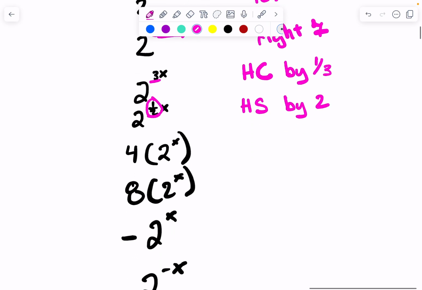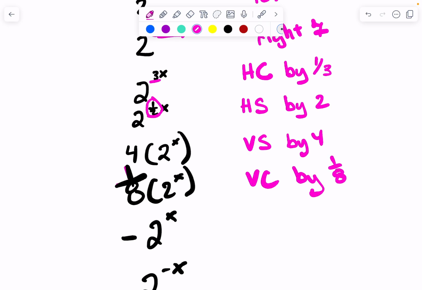This next one is a vertical stretch by, oh shoot, I should have put 1/8 here, not 8. Fix that. Make that 1/8 instead. Vertical stretch by 4, and this is a vertical compression by 1/8. Those are just the way that they are. You don't have to do any funny reciprocal fancy business, nothing. So vertical stretch by 4, vertical compression by 1/8.